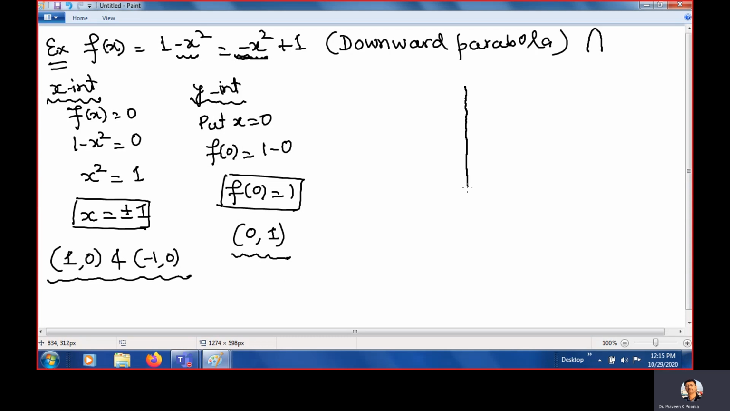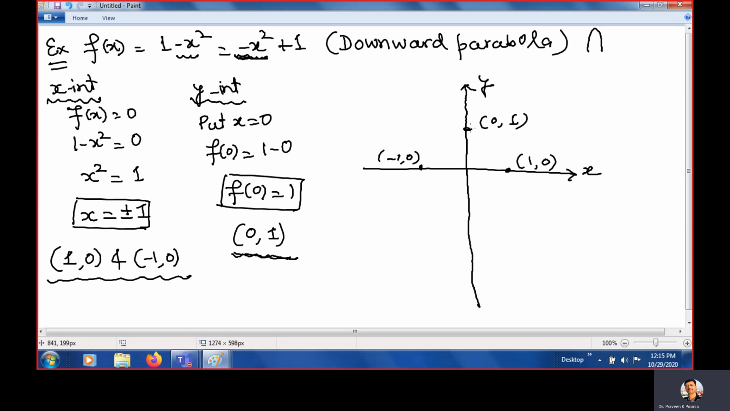And if we draw the x-axis and y-axis, my dear friends, this is x-axis, this is y-axis. Now, first we'll draw the y-intercept, (0, 1). (0, 1) is here. And this is (1, 0). This is (minus 1, 0). So if you draw the parabola, it will be like this one. A little expanded like this. This is the parabola.